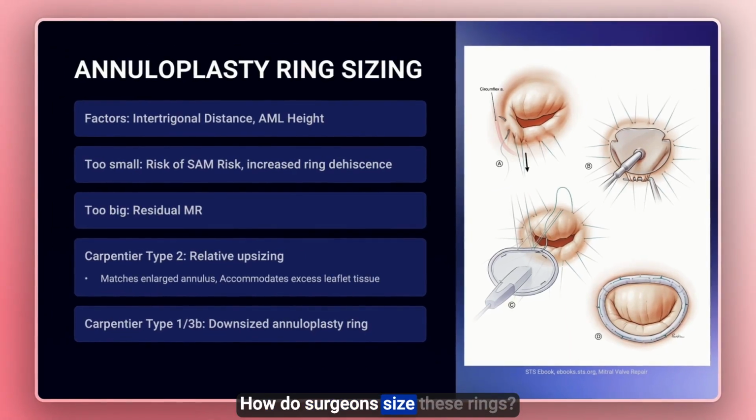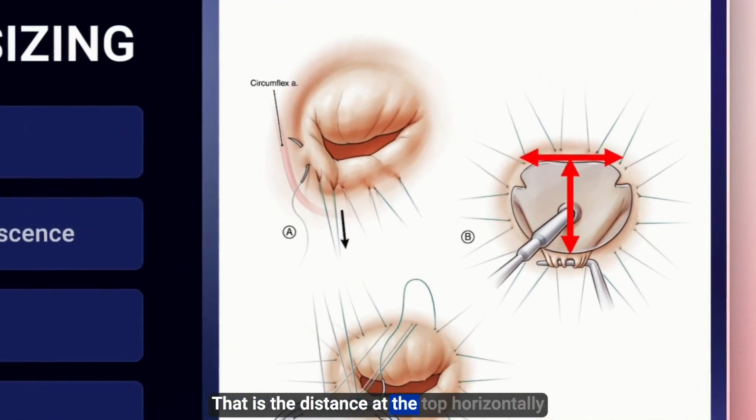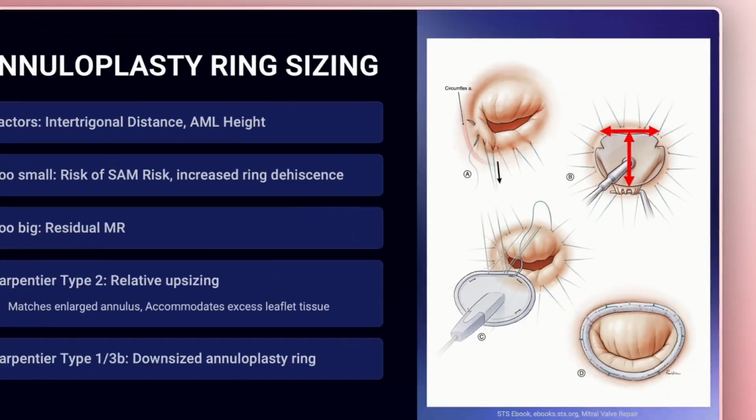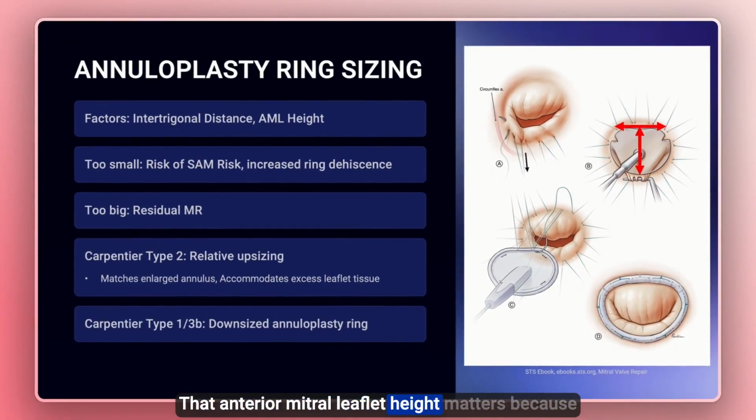How do surgeons size these rings? Well, the two main factors that determine sizing of these rings include measuring the intertrigonal distance, that is the distance at the top, horizontally left and right between the two trigones, and also the anterior mitral leaflet height. That anterior mitral leaflet height matters because a surgeon needs to allow that anterior leaflet to spread all the way out and coapt on the correct plane at the correct coaptation line without prolapsing.